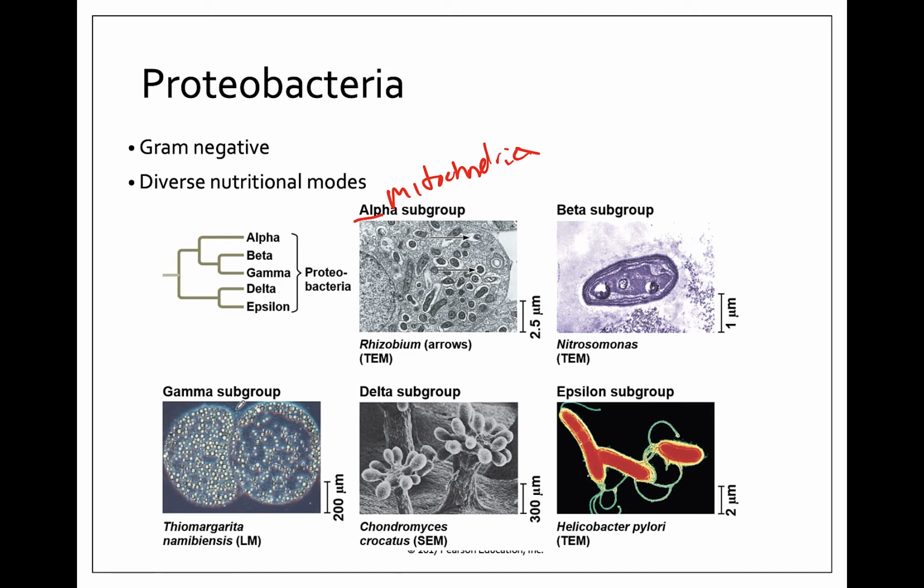We have the Delta subgroup. These are called myxospores. They create these fruiting bodies that look a little bit like a fungus. So sometimes these are called myxobacteria. And then we have the epsilon subgroup, which is typically very pathogenic to humans. There are some bacteria in here that cause blood poisoning. And then this one, Helicobacter pylori, is associated with most stomach ulcers and lives at a really low pH, and so it's able to live inside the human stomach.